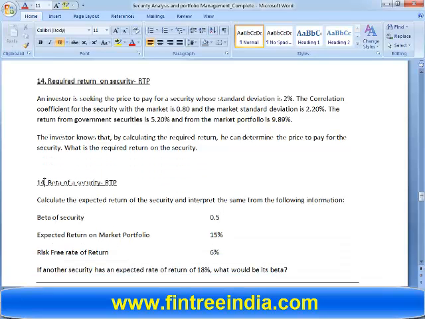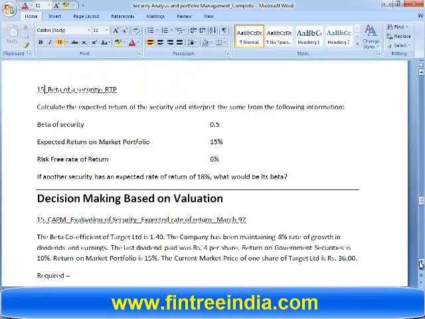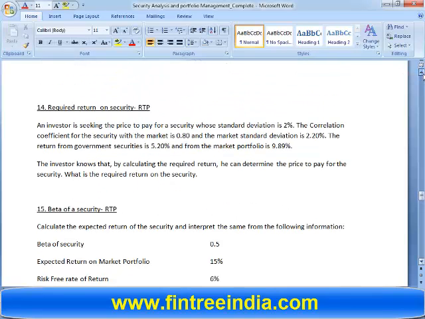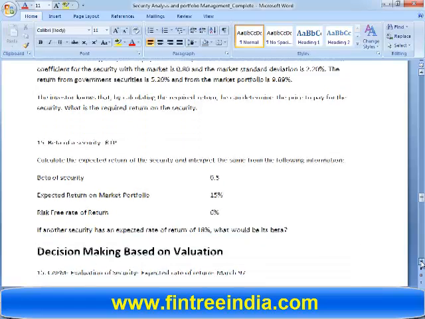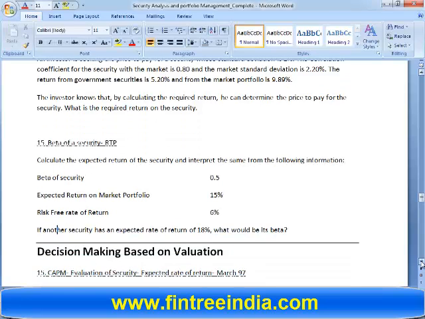Then question number 15. Calculate the expected return of the security and interpret the same from the following information: beta, expected return on market, risk-free rate of return. If another security has an expected rate of return of 18%, what would be its beta? The second part is interesting. What number will this question be? 15, right? Yes, this should be 15. So solve the first part of the question. Find out the expected return of the security. Simply use the CAPM model.